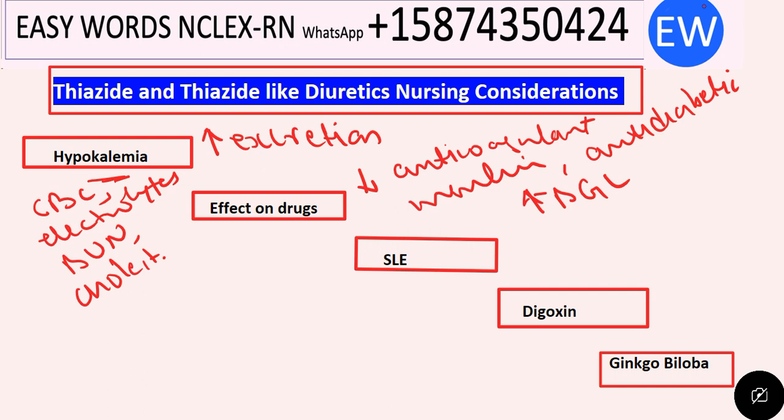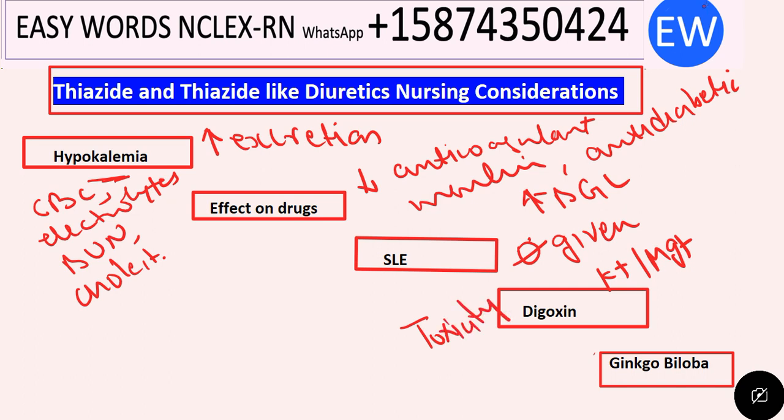SLE. Thiazide and thiazide-like diuretics may worsen the symptoms of SLE, which is systemic lupus erythematosus. So that is why these drugs are contraindicated in SLE. Digoxin. Loss of potassium and loss of magnesium caused by the thiazide diuretics may increase the risk of digoxin toxicity.